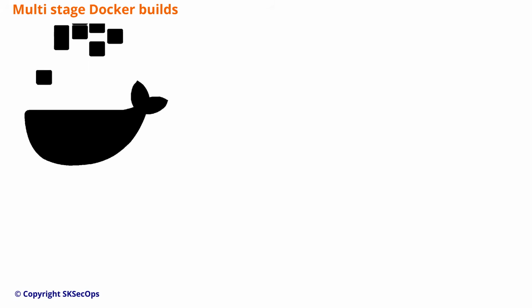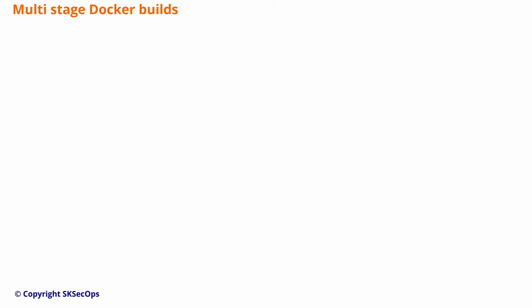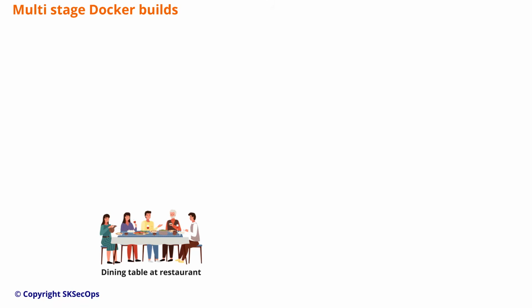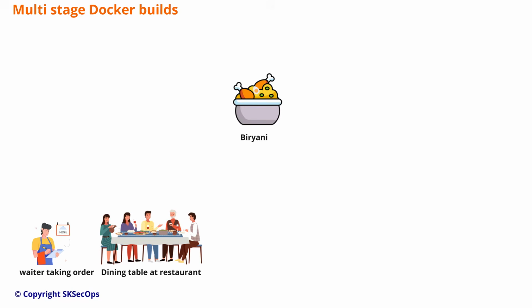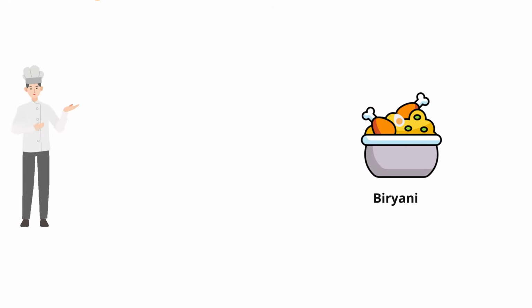So let's get started. In order to understand this concept better, let us consider an analogy where you went to a restaurant along with your family and you are all sitting at the dining table. First, a waiter comes to your table and takes your order. You ordered chicken biryani, which is a very famous dish in India. Once you ordered, the order goes inside the kitchen.